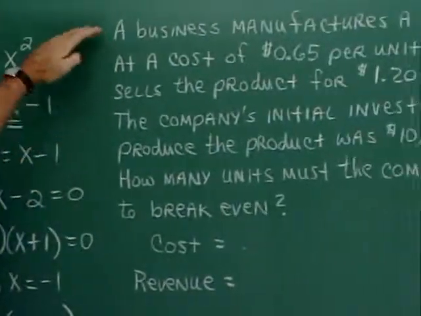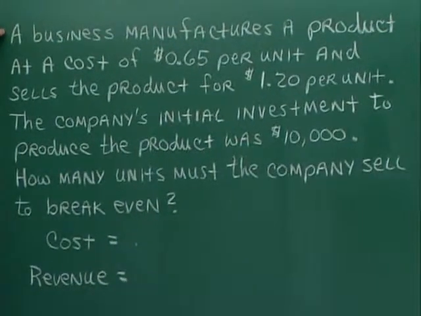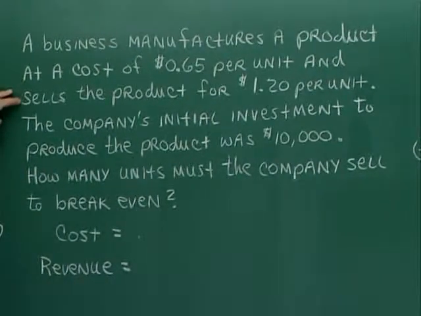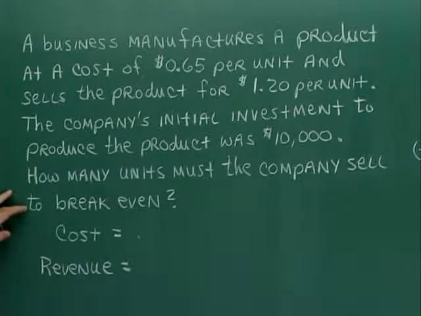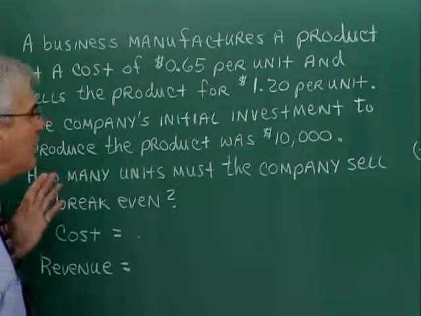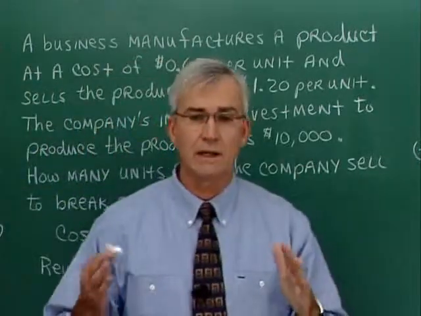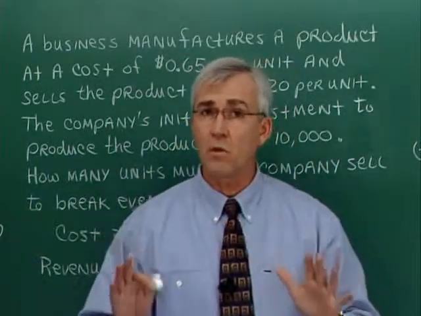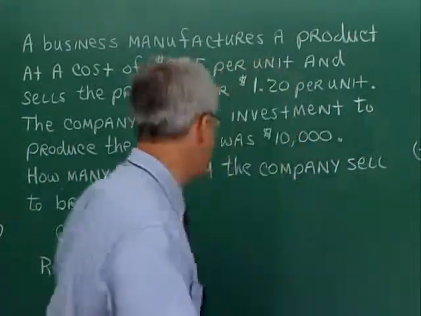The problem says, a business manufactures a product at a cost of 65 cents per unit and sells the product for $1.20 per unit. The company's initial investment to produce the product was $10,000. How many units must the company sell to break even? Now we're trying to find a break-even point, and in doing this, it's valuable to identify a cost and a revenue equation, and it's pretty easy to do in this problem.